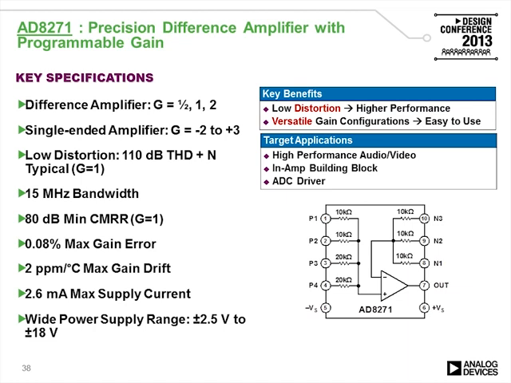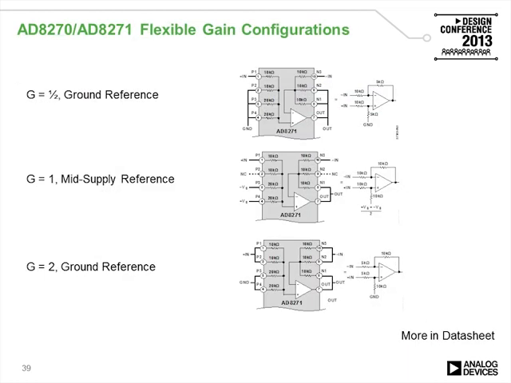Another advantage of having integrated passives is the very low drift in the gain, because all resistors track, as well as having a high CMRR due to very high matching achieved through trimming of these resistors. Some of the configurations that are possible with the AD8270 and AD8271 are shown in this slide.